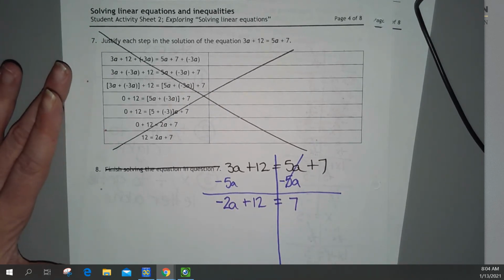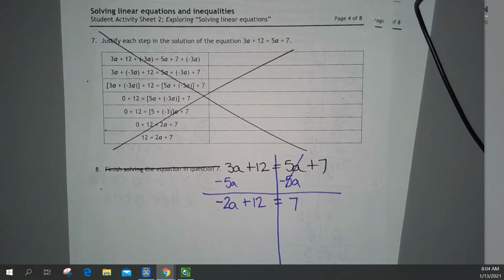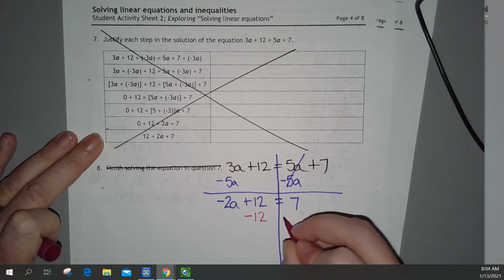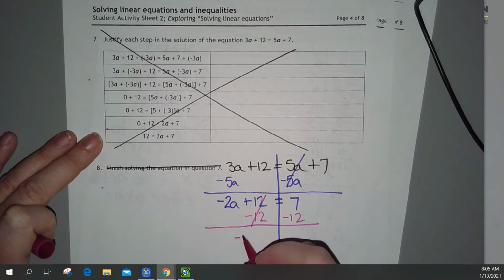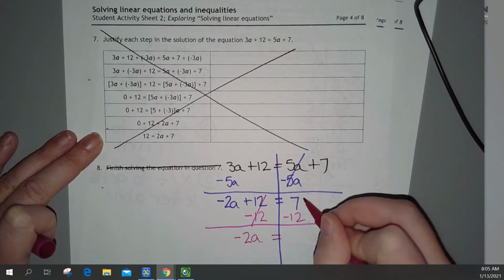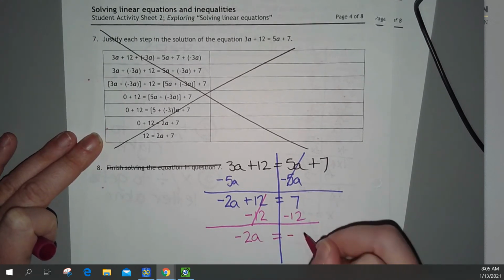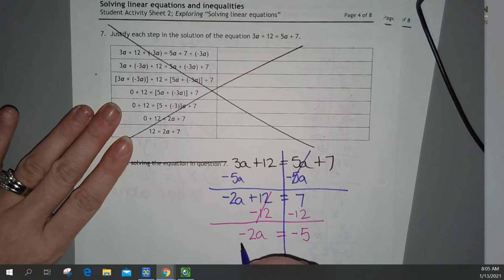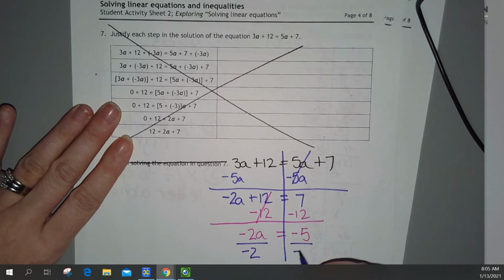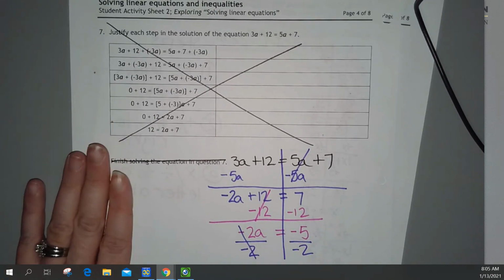Get your numbers to the right. So I'm going to get rid of that plus 12, and I am going to minus 12 on both sides. That cancels. I'm left with negative 2A equals, be careful here, 7 minus 12 is negative 5. Okay, last step, guys. Multiply, divide. So I'm going to divide this side by negative 2, divide this side by negative 2. And we get that A equals positive 5 over 2.